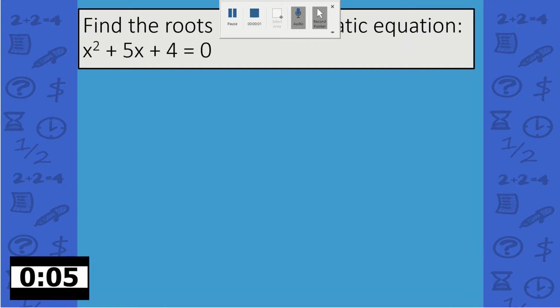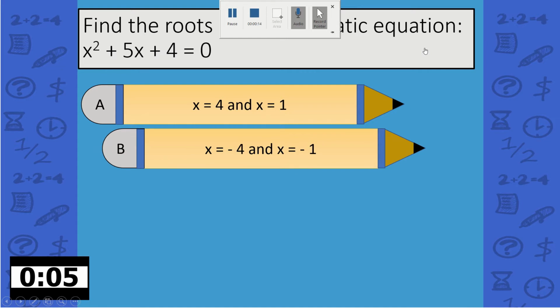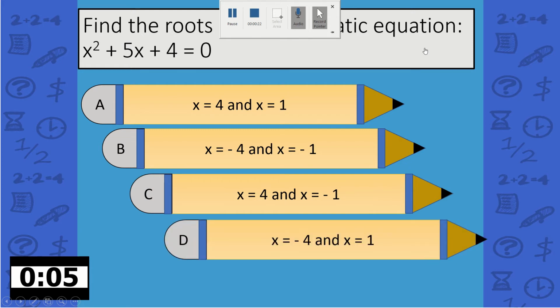Question number 2. Find the roots of the quadratic equation x squared plus 5x plus 4 is equal to 0. Is it A, x is equal to 4 and x is equal to 1? B, x is equal to negative 4 and x is equal to negative 1? C, x is equal to 4 and x is equal to negative 1? Or letter D, x is equal to negative 4 and x is equal to positive 1? Timer starts now. Okay, time's up. If your answer is letter B, then you are correct.